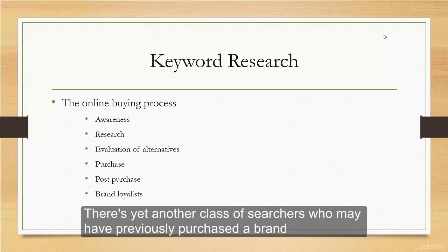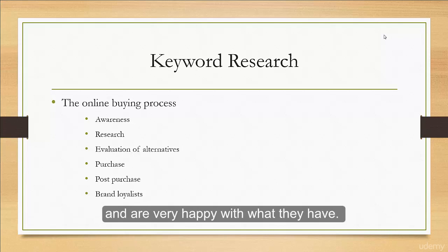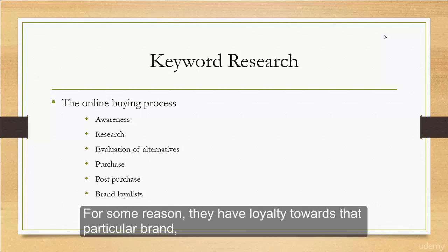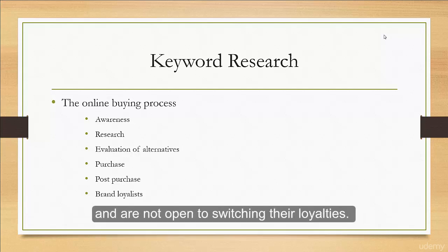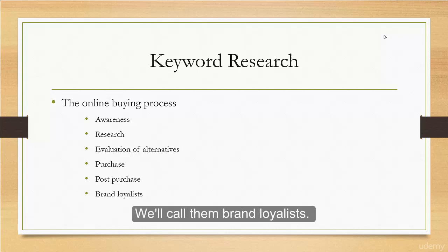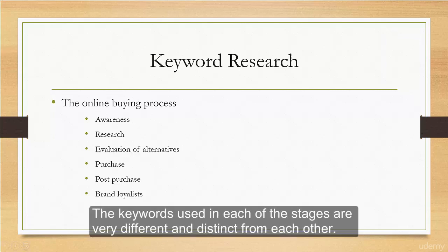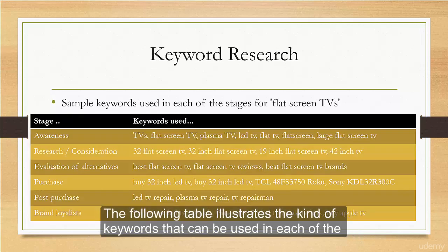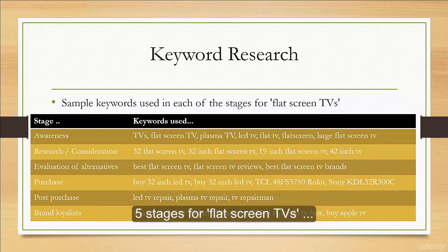There's yet another class of searchers who may have previously purchased a brand and are very happy with what they have. For some reason, they have loyalty towards that particular brand and are not open to switching their loyalties. We'll call them brand loyalists. The keywords used in each of the stages are very different and distinct from each other. The following table illustrates the kind of keywords that can be used in each of the 5 stages for flat screen TVs.